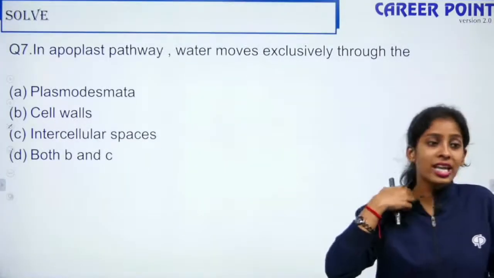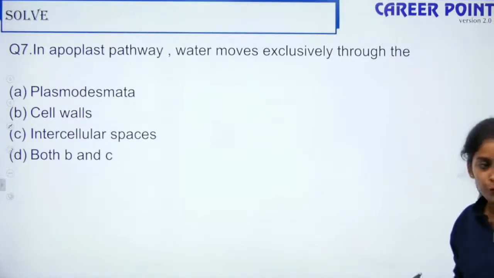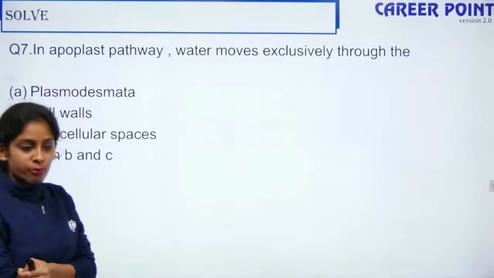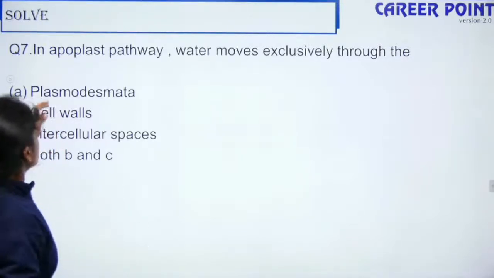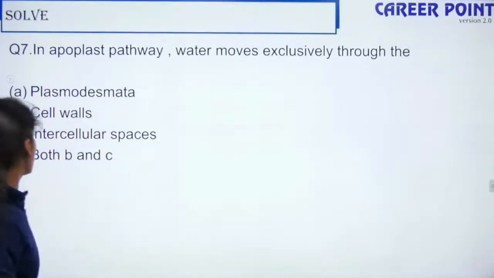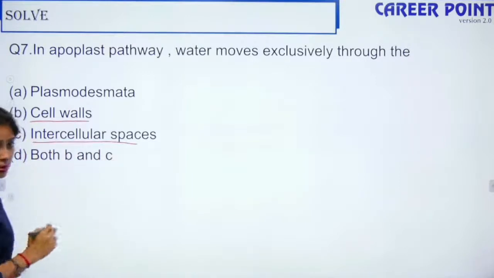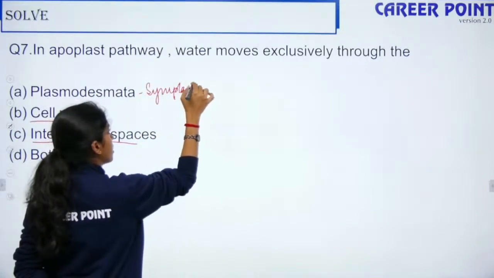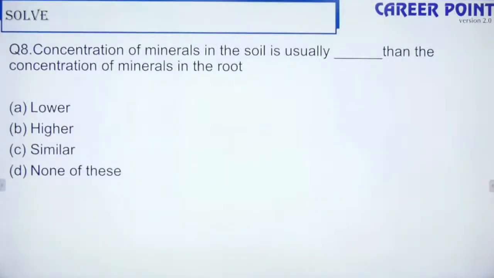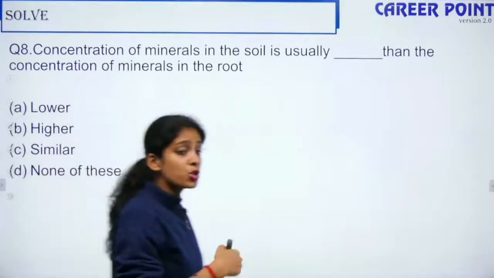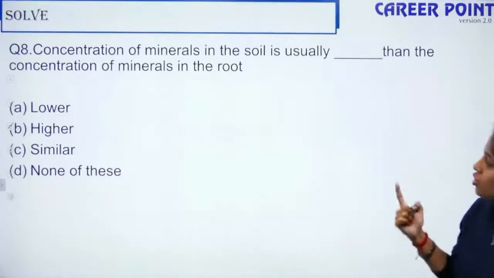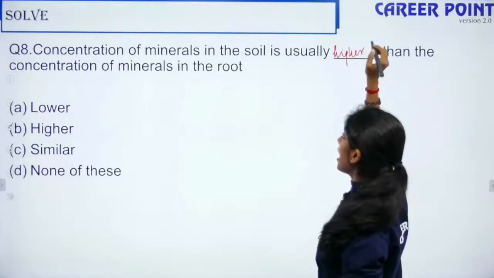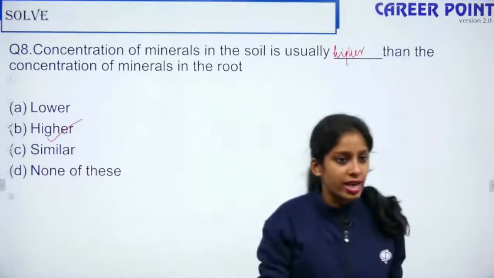Alright, moving further: in an apoplast pathway, water moves exclusively through. We spoke about two types of transport, symplast and apoplast, right? This symplast and apoplast is used for the transport of water from the root to the vascular bundles. In apoplast, it moves through the cell walls and through the intercellular spaces. So both B and C are right. For plasmodesmata, that type of pathway is known as the symplast pathway. Is it easy? Okay, so question 8: the concentration of minerals in the soil is usually higher. That is why it moves through active transport. Active transport is against the concentration gradient, right? So this is usually higher than the concentration of minerals in the root. So here higher is the right answer.